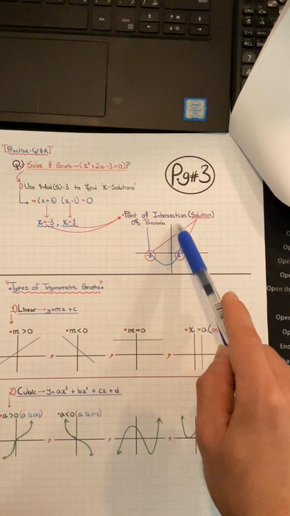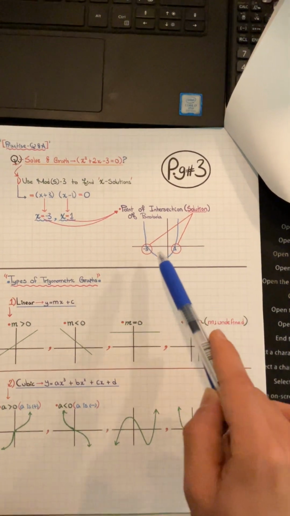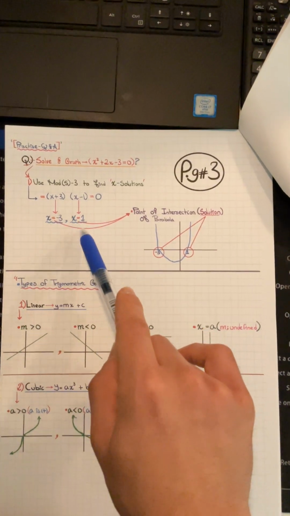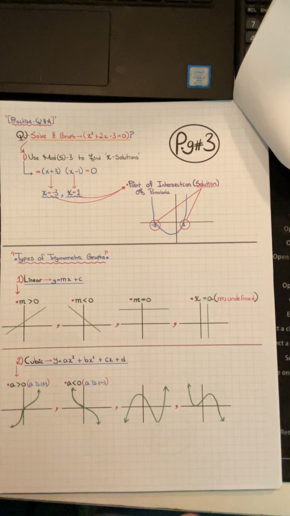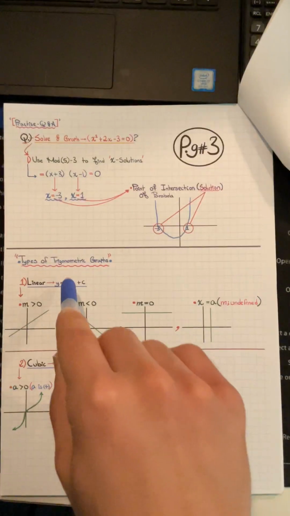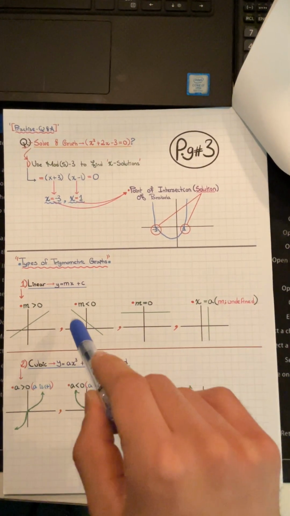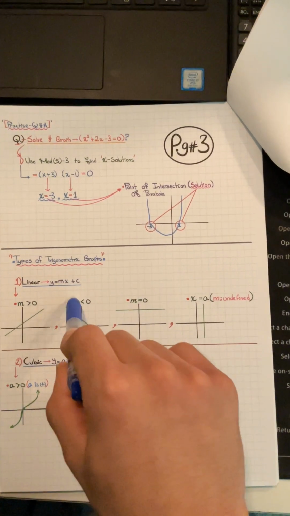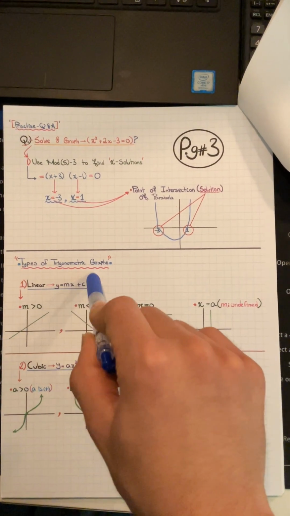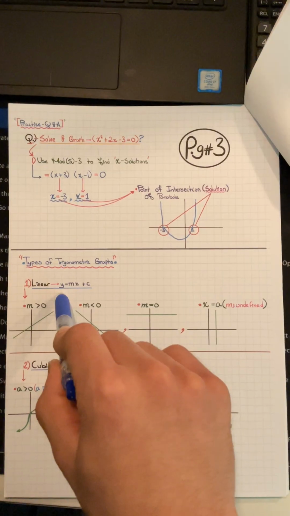So the points of intersection, or the solutions of the parabola, are negative 3 and 1. Okay, now let's have a look at the types of trigonometric graphs. The first one is going to be our linear. In the linear, we have the graphs followed by the equation y is equal to mx plus c.